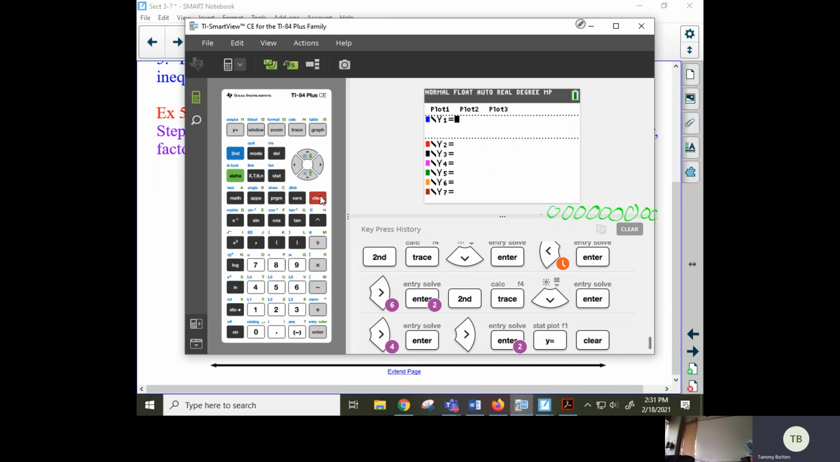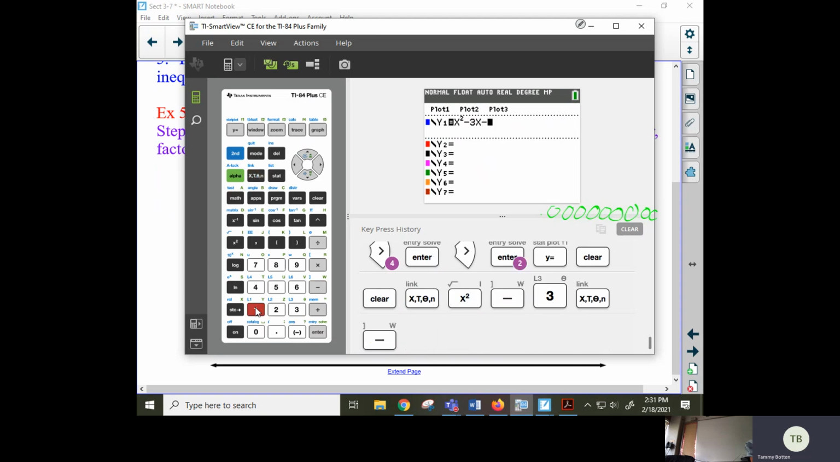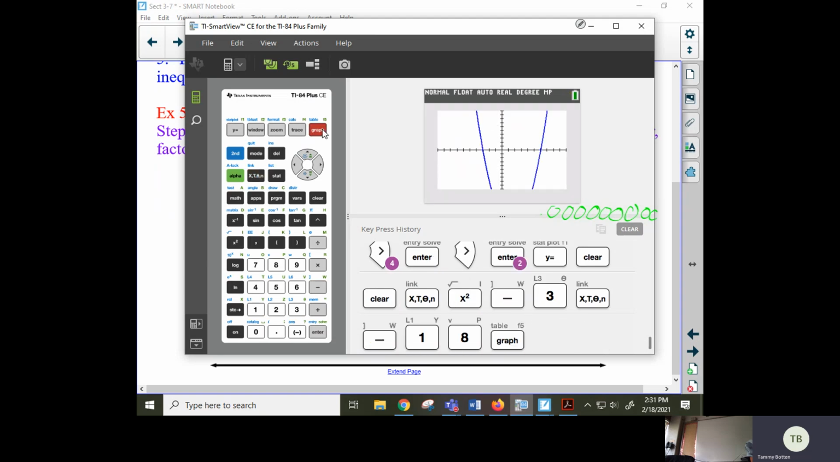Let's go y equals, clear, and we're gonna do x squared minus 3x minus 18, graph. And in this one, I don't really care what's happening down here, so this is okay. I just care where these are. And if you notice, it does look like this one's right at -3, and this one's at 1, 2, 3, 4, 5, 6. But let's make sure.